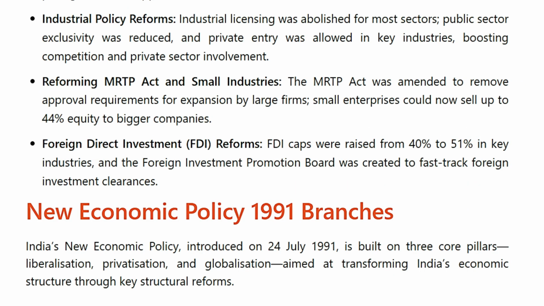Industrial policy reforms. Industrial licensing was abolished for most sectors, public sector exclusivity was reduced, and private entry was allowed in key industries, boosting competition and private sector involvement. Reforming MRTP Act and small industries. The MRTP Act was amended to remove approval requirements for expansion by large firms. Small enterprises could now sell up to 44% equity to bigger companies.